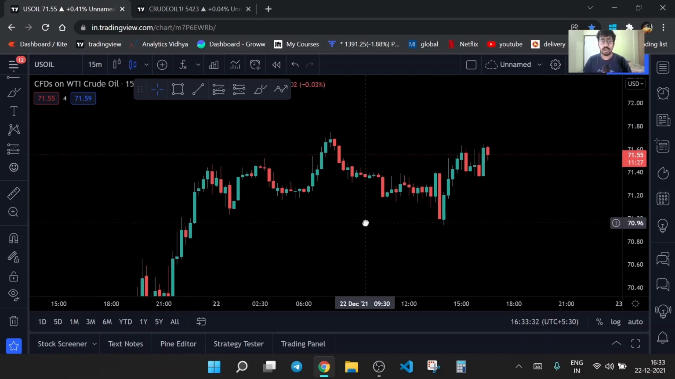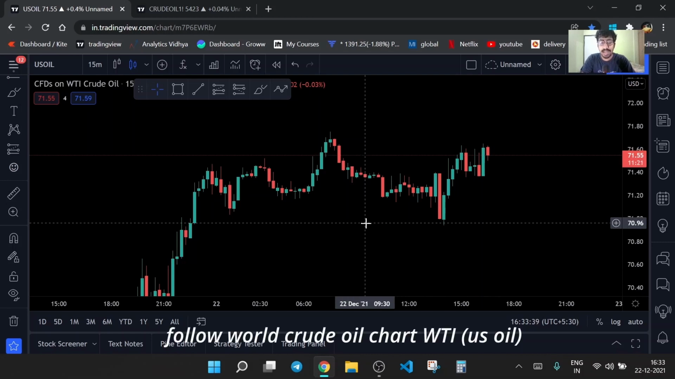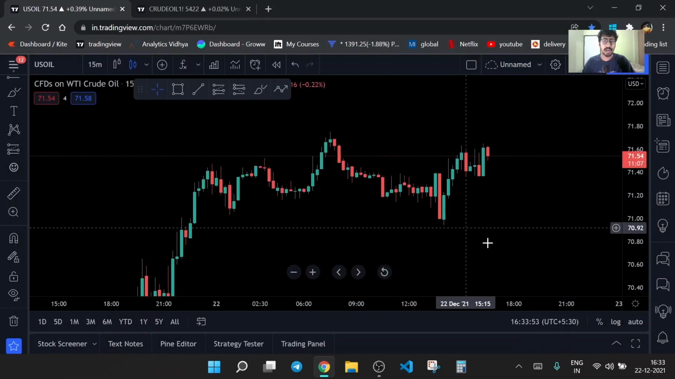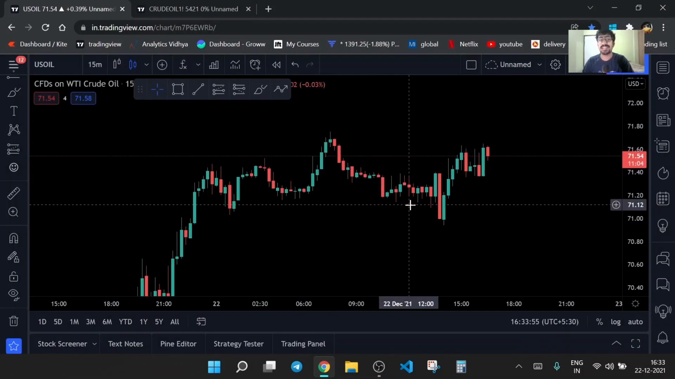Now, what chart to look at, right? Which is the chart which you need to follow? You need to follow the world crude oil chart, which is basically denoted as WTI, right? When you search WTI in TradingView, you'll get a lot of WTIs in the search history. So you have to select this CVC, which is TradingView's WTI crude oil chart, right?